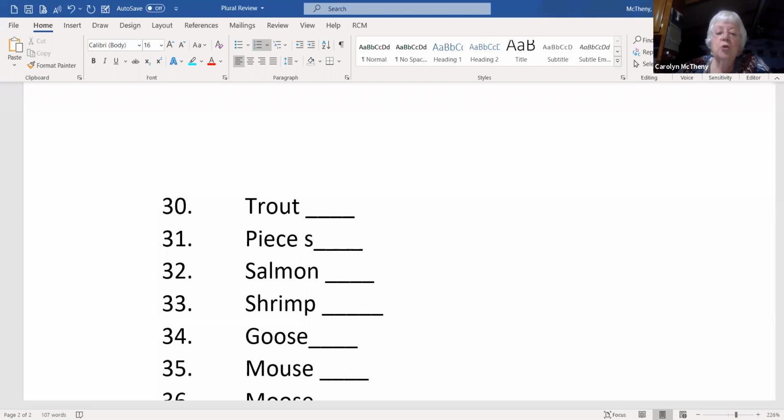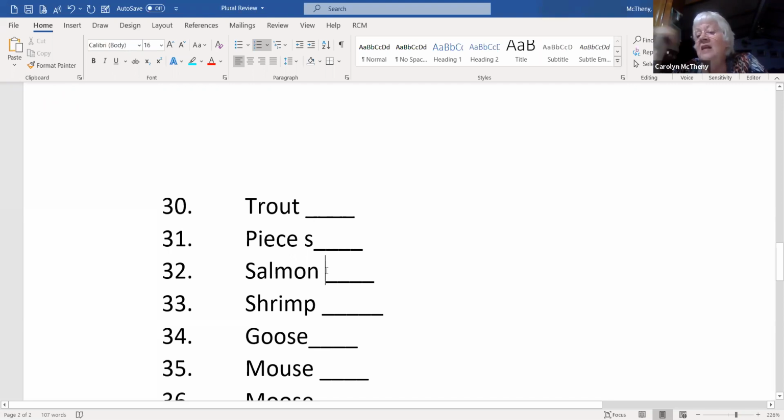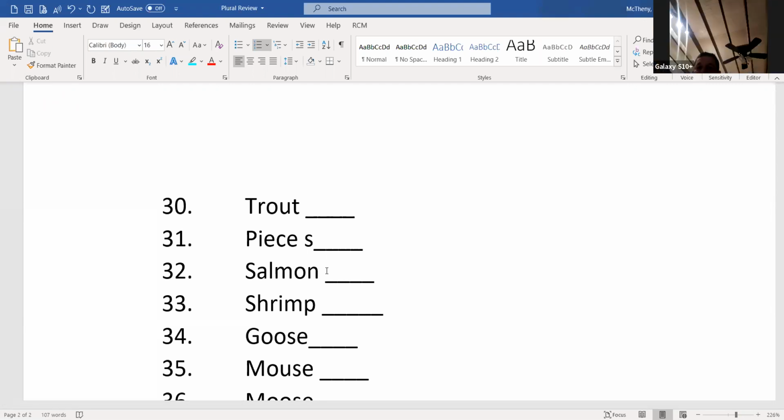The same is true for salmon. This word salmon is a type of fish, but we don't say salmons. We don't put an S on salmon. You can get 1 piece of salmon, you can get 2 pieces of salmon, but you cannot get salmons. There's no such word. It is both singular and it is plural.